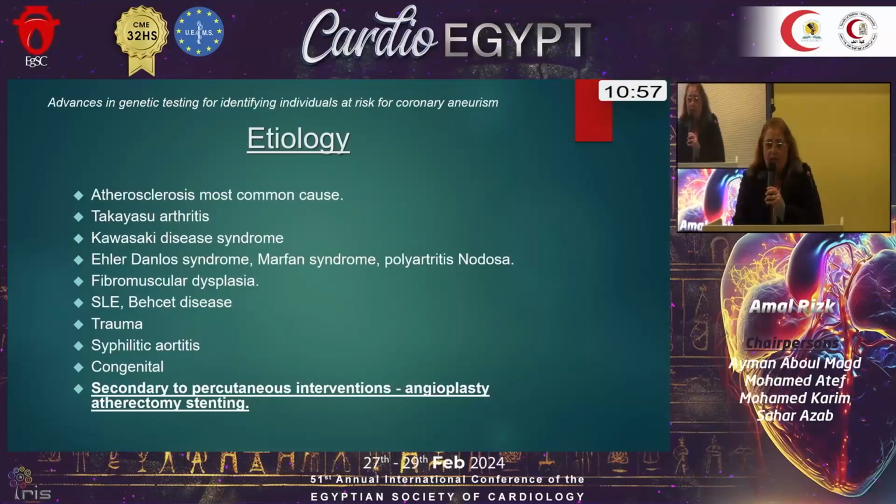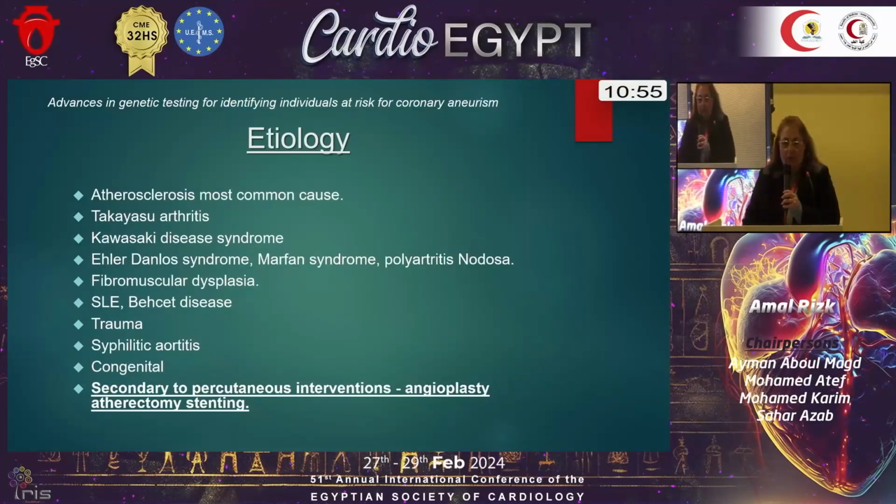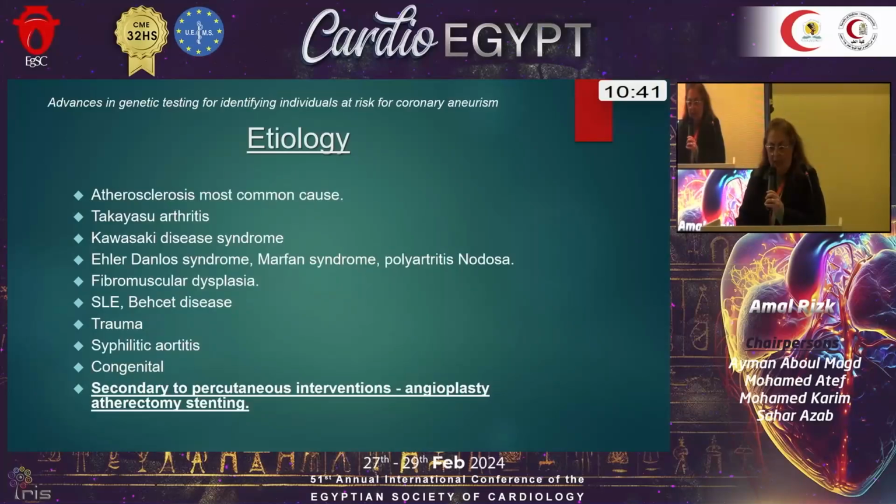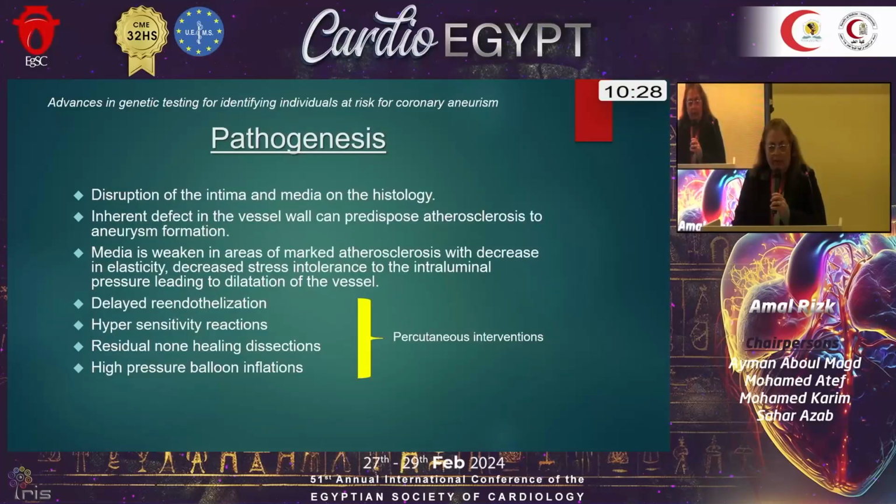What are the etiologies? As we mentioned before, there are so many etiologies, but the most important are atherosclerosis, Takayasu arteritis, Kawasaki disease, and connective tissue syndromes, and recently those secondary to percutaneous intervention, angioplasty, atherectomy, and stenting. We are going to focus on the most important causes contributing to coronary artery aneurysm.